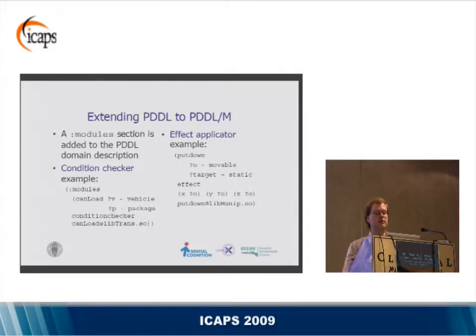For the effect applicator, it looks almost the same. So we have the name and two parameters. Again, the effect keyword, which tells it that this is an effect applicator module. And in the last line, the call to a function. What we add to this is a list of numeric fluents that are set by this effect applicator. So if you would use this putdown module in a manipulation action, then it would result in the 3 coordinates of the new position for the object after the action is applied.